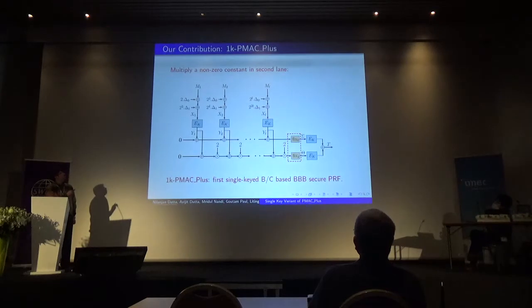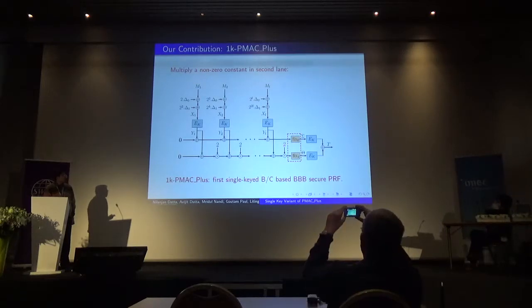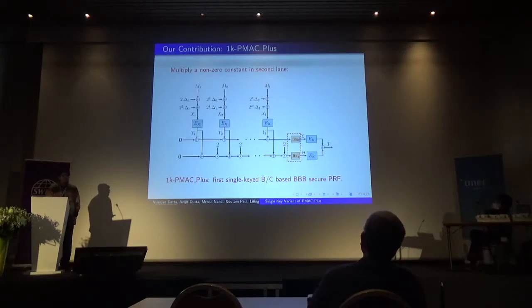Next, we now try to multiply a non-zero constant in the second layer. So we multiply by a primitive element 2 here, and we actually find that this gives a beyond birthday secure PRF. With this construction, we are calling it 1K PMAC plus, and we are using the fixed 0 and fixed 1 as well. But whether we actually need this, that will come later.